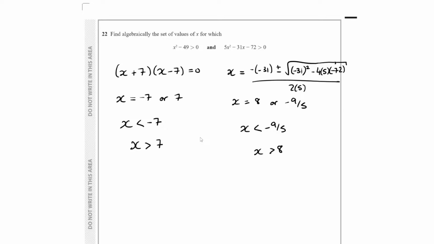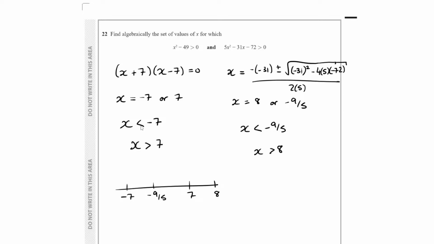That's the majority of the marks. The last thing you then need to do is figure out a summary, so inequalities that work for both. You can always use a number line if you want to visualize it, or you might be able to figure it out. So obviously here we have minus 7, somewhere minus 9 over 5, and you have 7. I know it's not to scale, but you get the point.